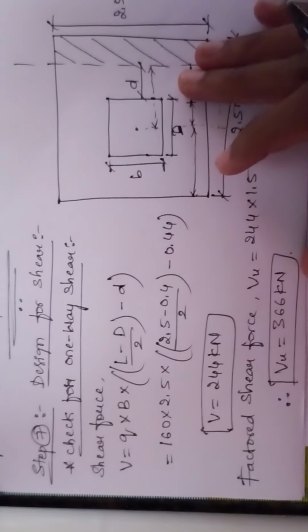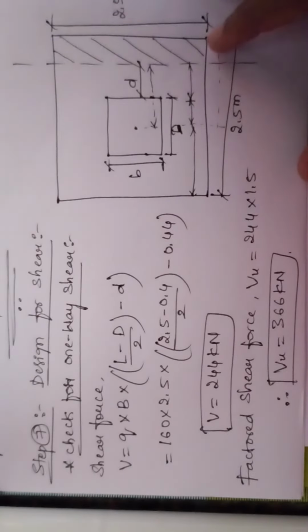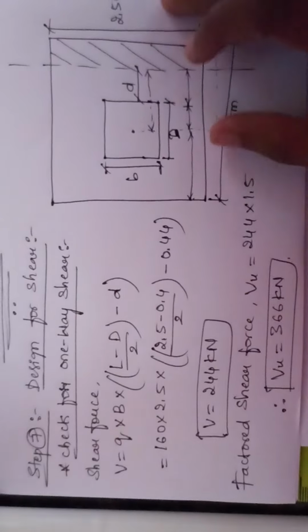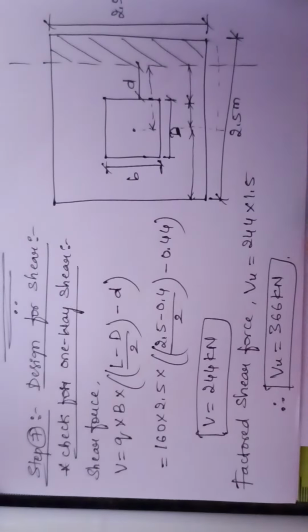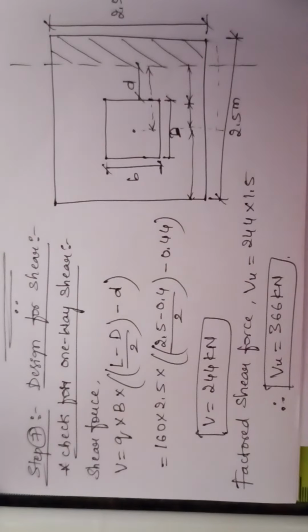Let us find the factored shear force now. To find the factored shear force, let us multiply our value by 1.5. So on multiplying, we get a value of Vu as 366 kilonewton. So that gives you the shear force value.